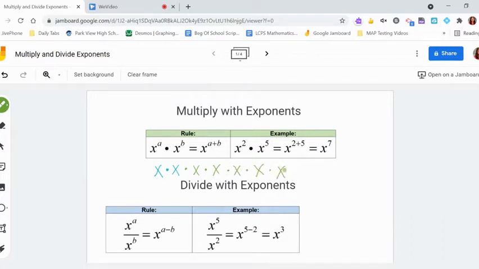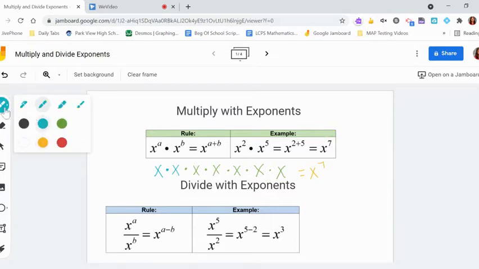Now that can be pretty annoying depending on how big your exponents are, which is why we have this law. But if you see, we can add 2, 3, 4, 5, 6, 7. There is your x to the 7th power. Okay, so instead of having to write all that out, you can simply add your exponents. 2 plus 5 is 7.